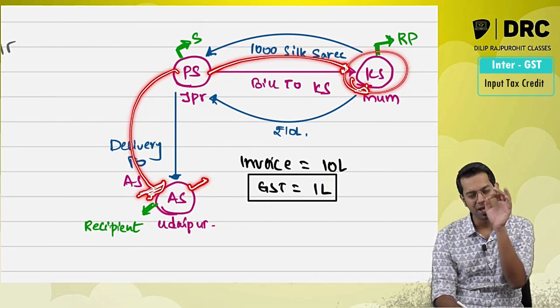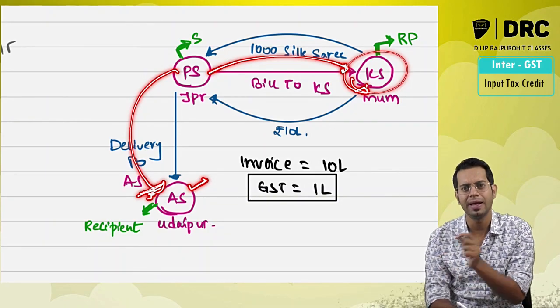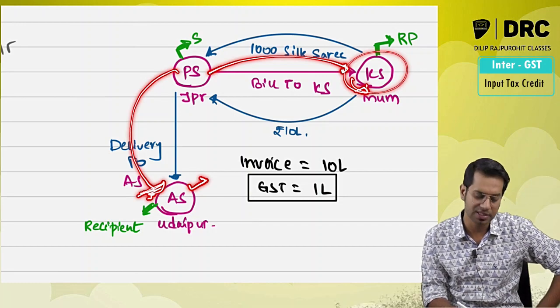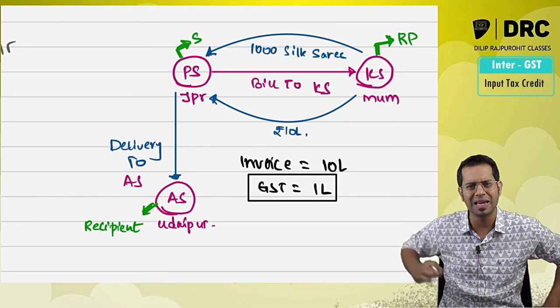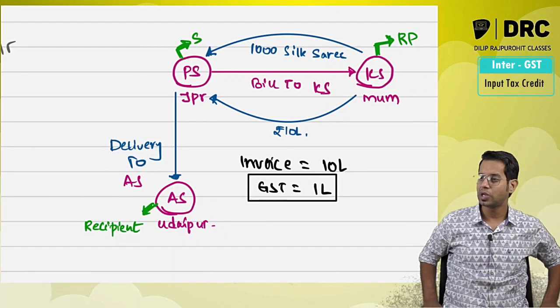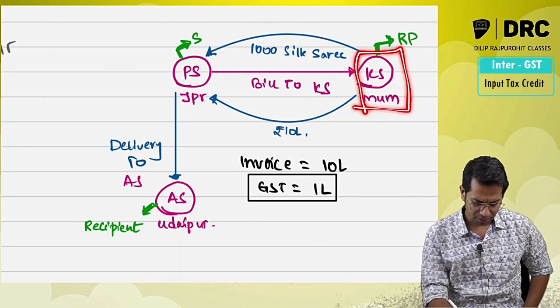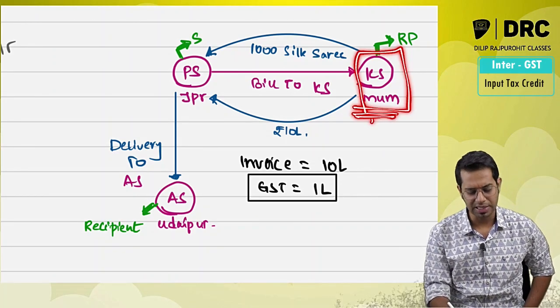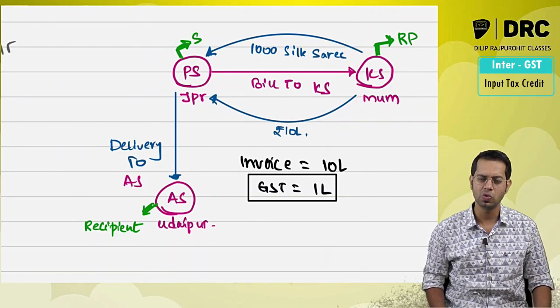The second condition says he should have actually received the goods or services. Karina Kapoor over here has actually not received the goods or services. So can Karina take input tax credit, sir? My question to you is, can Karina take input tax credit on this particular item? Because the second condition says that you should have actually received the goods or services. In the present case, it has not actually received the goods or services.